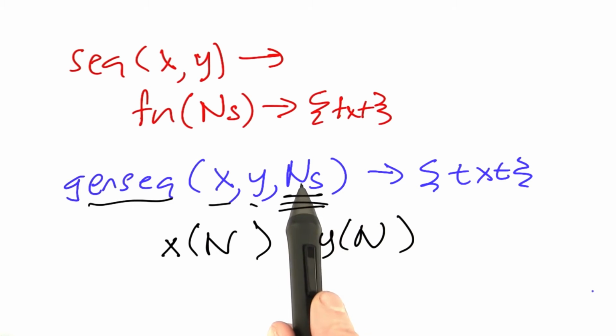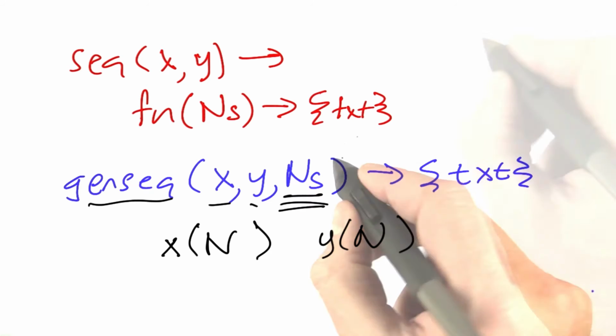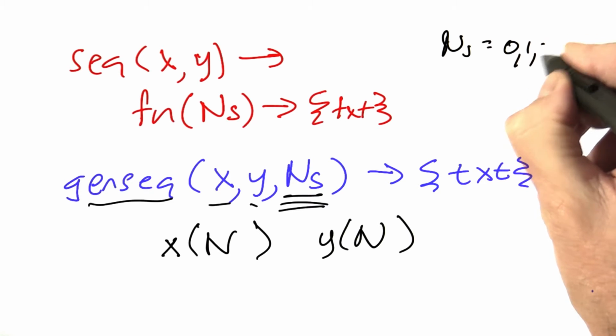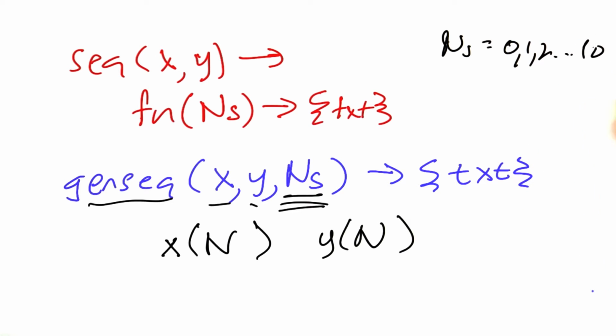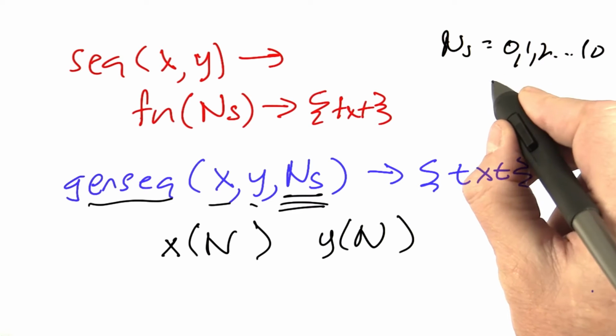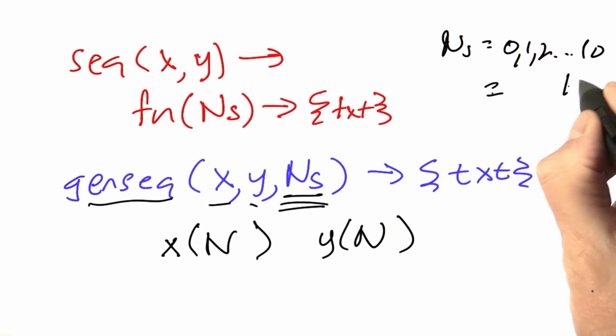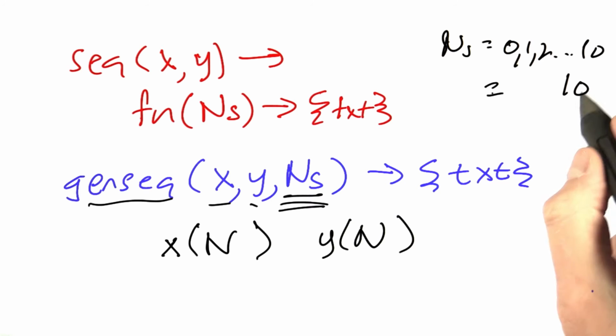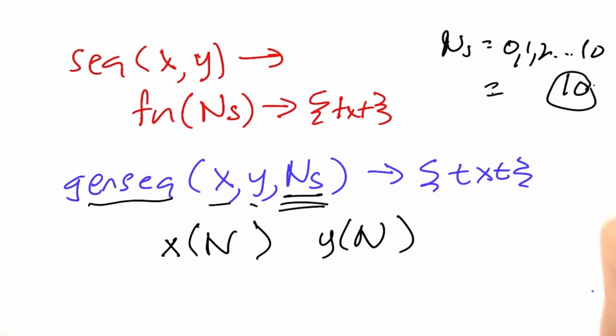Well, regardless of what this set is, so this could be a dense set, so we could have ns equals 0, 1, 2, all the way up to 10 or something. Or it could be a sparse set. It could be, say, only the number 10. But either way, the restriction on x and y is such that they have to add up to no more than 10. But x could be anything.